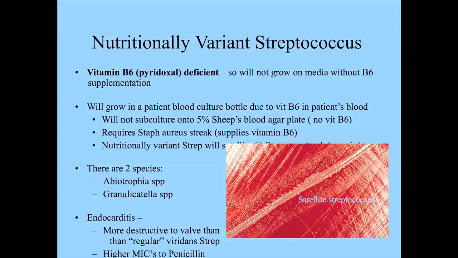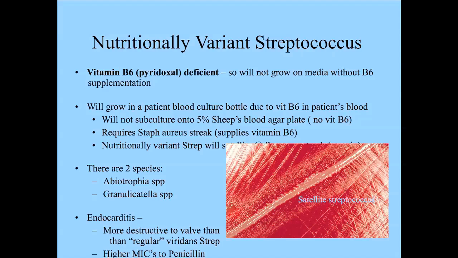But when we subculture it onto our blood and chocolate agars, nothing will grow. So what we can do is go back, and as the picture on the bottom right shows you, we can do what's called a Staph streak. You subculture your blood all over the blood agar plate, and then you run a streak of Staph aureus down the center of your plate, and then incubate this in the incubator for 24 hours.